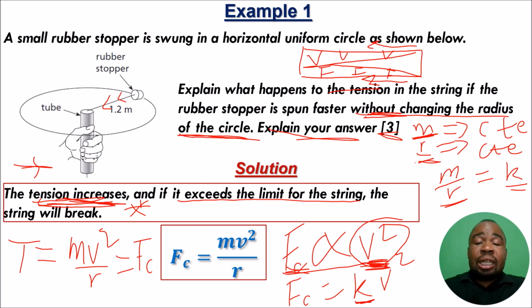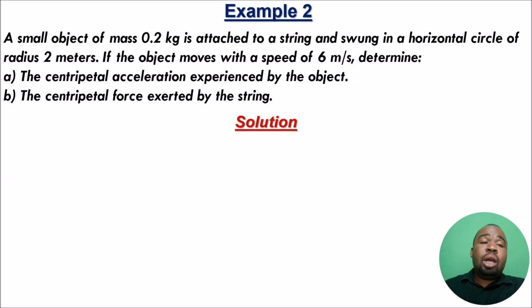Right, let me give another example which involves calculations using this equation. A small object of mass 0.2 kilograms is attached to a string and swung in a horizontal circle of radius 2 meters. If the object moves with a speed of 6 meters per second, determine the centripetal acceleration experienced by the object, and the centripetal force exerted by the string.